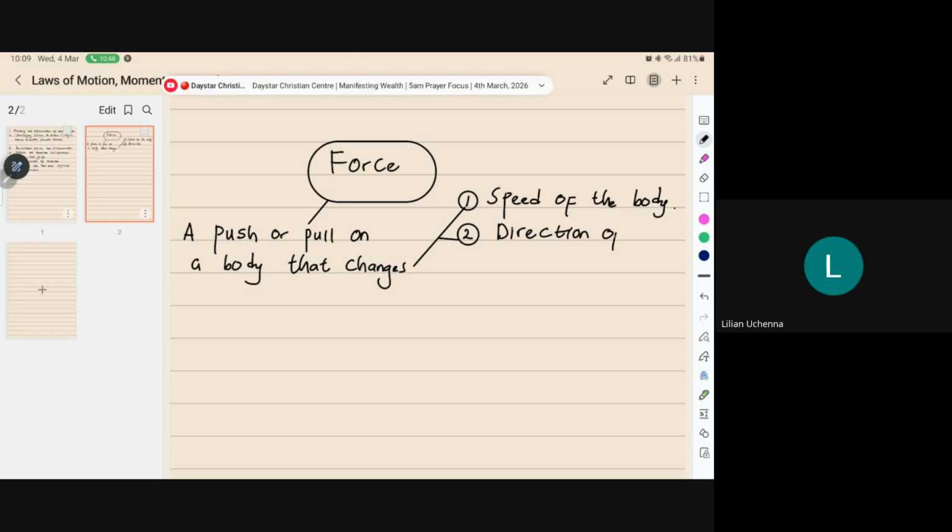This is direction of motion. Direction of motion. And then the third one, it changes the shape of the body.